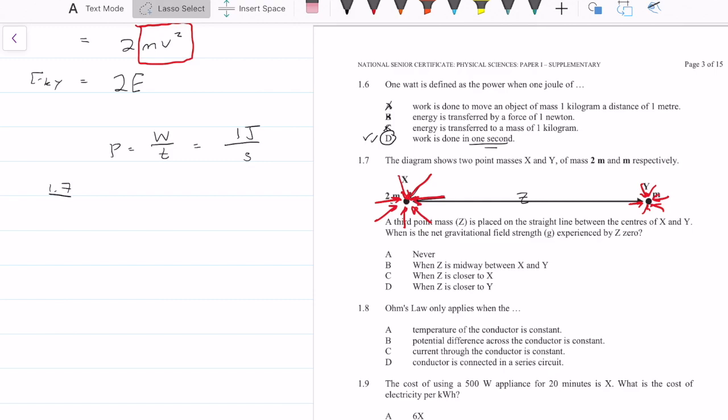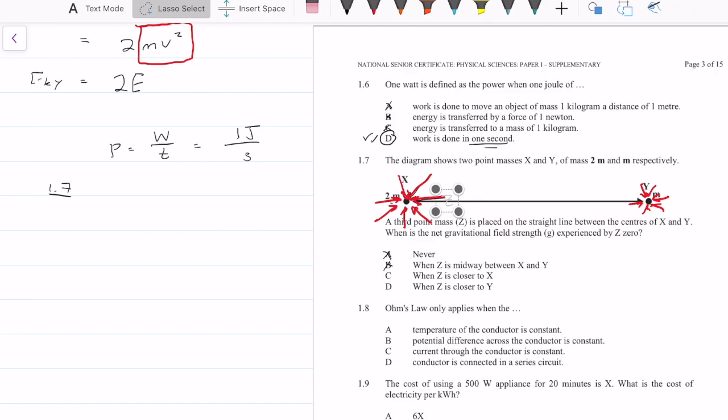So let's place Z in the middle. Okay, if we place Z in the middle, now let's see what happens. So if Z is in the middle, X has got a much stronger pull, so it's actually going to move towards X. So we can't have A or B as the answer. So let's see what happens when we place Z closer to X. So Z closer to X is somewhere there. Again, X is much stronger than Y, and so it pulls it closer. Okay, so C is not an answer.